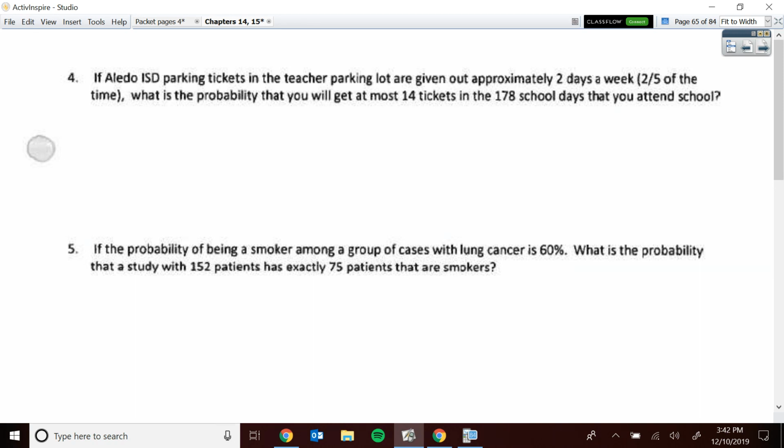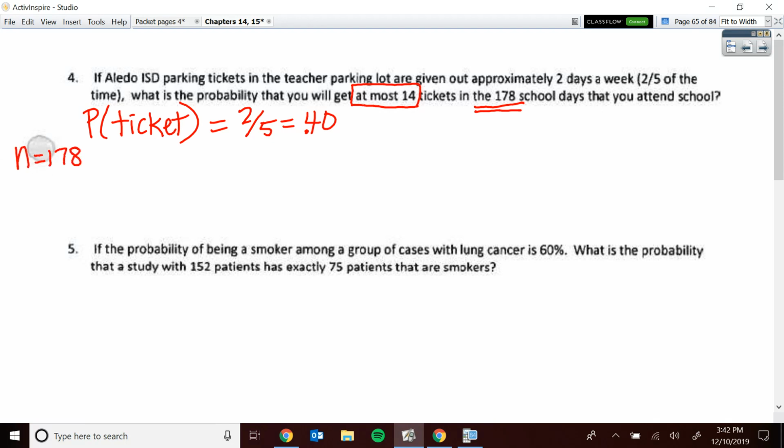So 2/5 of the time, so let's say you're parking there, what's the probability you will get a ticket if they check it 2/5 of the time and they find you on those times? 40%. So the chance of a ticket is 0.40. What's the probability you get at most 14 out of the 178 days? So n is 178 days. You want your successes to be less than or equal to 14. All right, let me give you a few minutes to try that one.